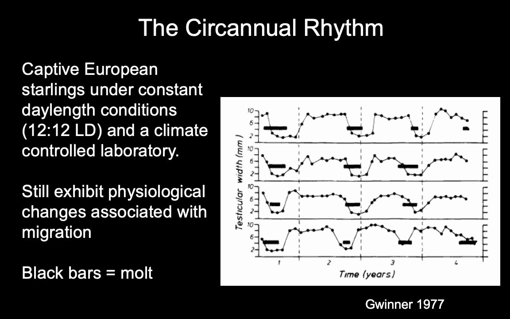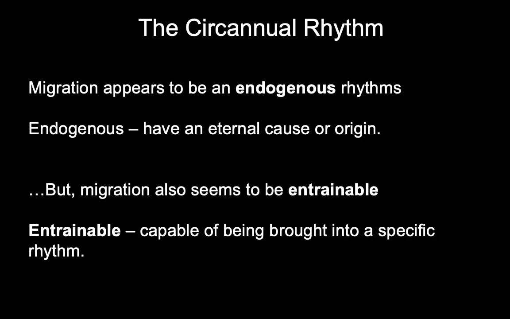And so this brings up an important point. Not only are these circannual rhythms endogenous, which we've already established, but they're also entrainable, which means that they're capable of being brought into a specific rhythm. And this indeed is something that is caused by external factors or exogenous cues. To borrow from the German vernacular, since we already have Zugenruhe, we can add a Zeitgeber, or the time giver. So external cues can help entrain these animals to be right on cue for 12 months.